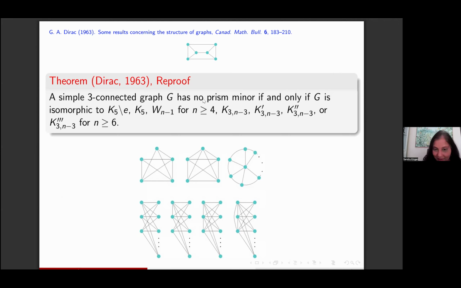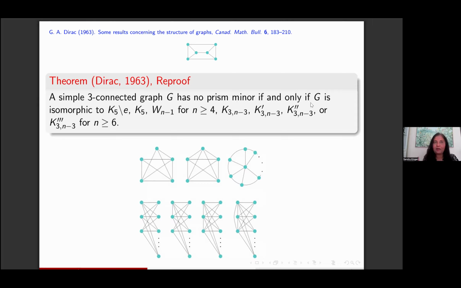So a simple three-connected graph has no prism minor if and only if, and Dirac told us exactly what's in the class. And graphs that are not three connected, well, you have the trees and you have series parallel networks. Those are not three connected. And the others can be constructed from these graphs by direct sum and two sum. That's a result of Bixby. So in this area, in graph structure, we tend to look at just three connected graphs and higher.